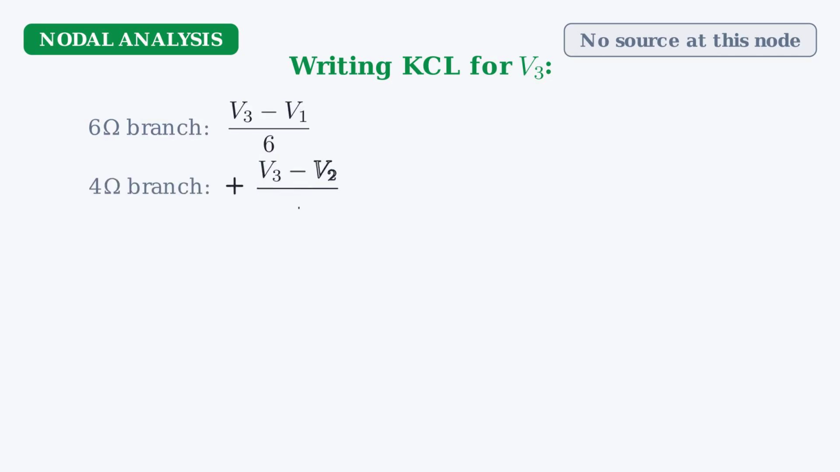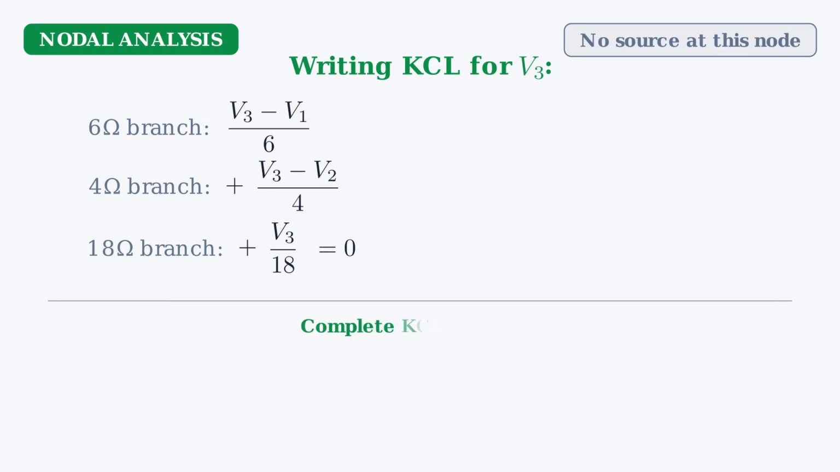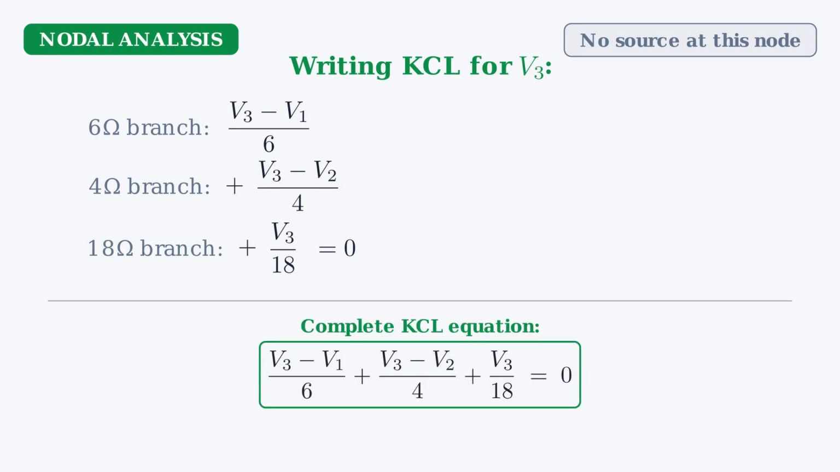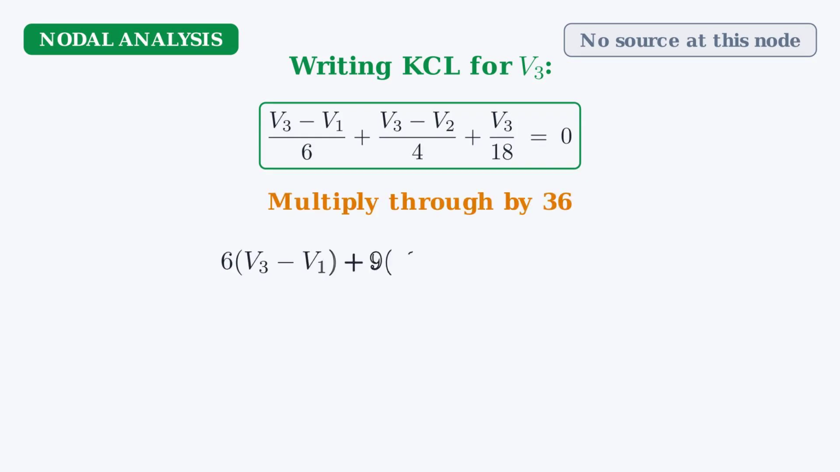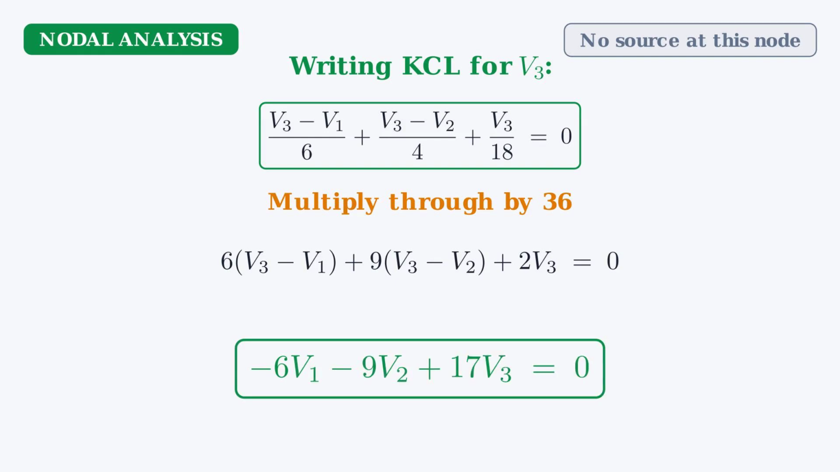The 6 ohm resistor gives V3 minus V1 over 6. The 4 ohm resistor gives V3 minus V2 over 4. The 18 ohm resistor to ground gives V3 over 18. Multiply by 36 to clear all denominators. We get 6 times (V3 minus V1) plus 9 times (V3 minus V2) plus 2V3 equals 0. Combining, minus 6V1 minus 9V2 plus 17V3 equals 0.